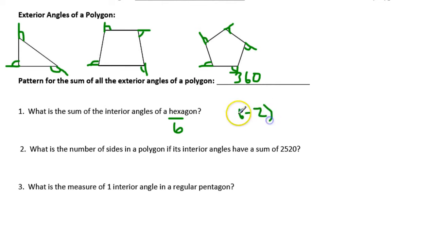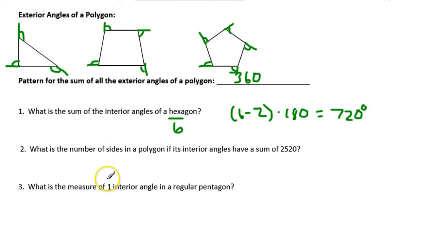And we take that number times 180 degrees, because that's the sum of the interior angles of a triangle. So we have 4 triangles, 180 degrees per triangle. That equals 720 degrees. So that's going to be the sum of the interior angles.